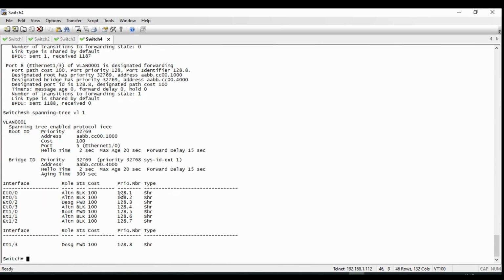Can anyone tell me what is 128.1? Can anyone tell me what is this value 128.1? Brando, Albert, Gurujit, can you tell me what is this priority dot neighbor? What is this? Are you guys aware about this priority dot neighbor? Brando, Albert, Gurujit, anyone?